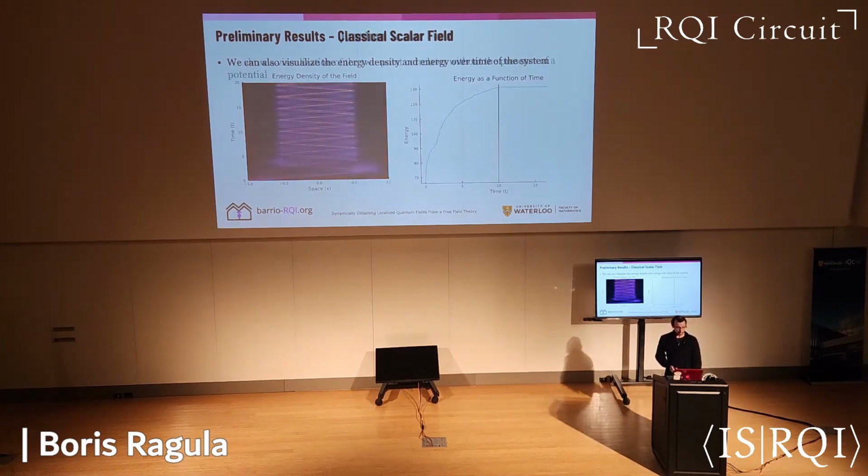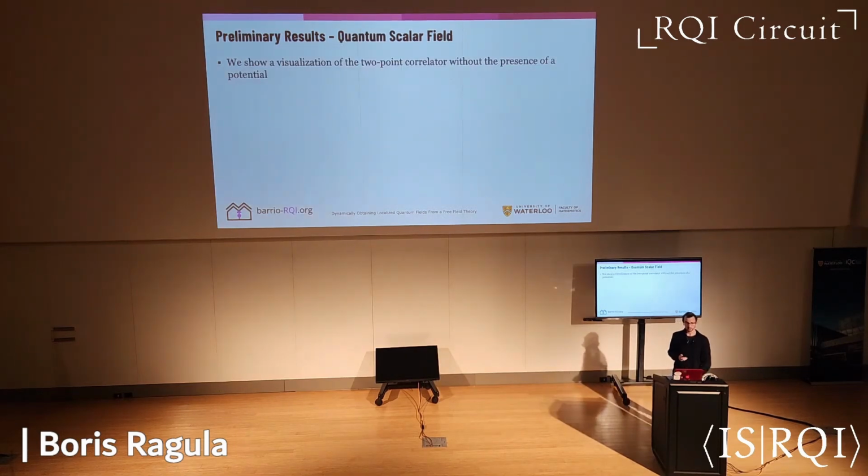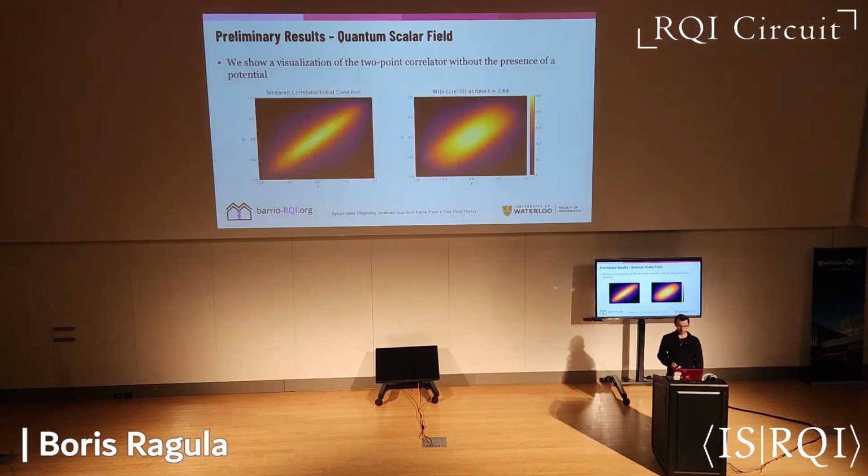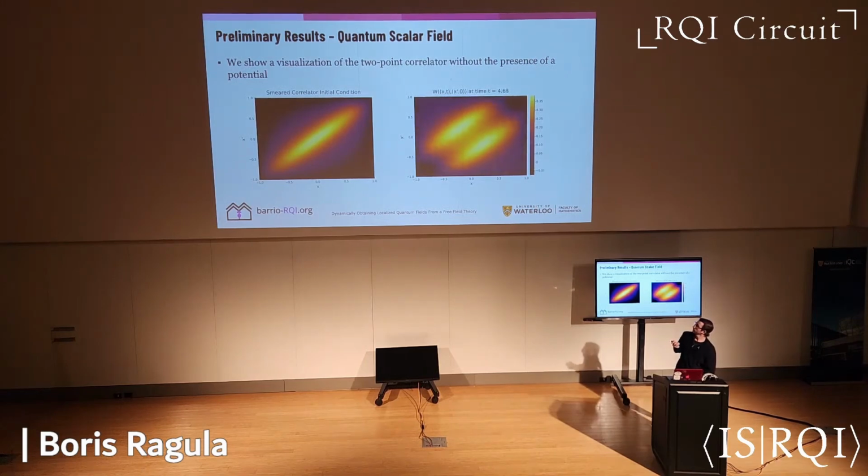We also have an initial test for the 2-point correlator, in this case without the presence of a potential, just to ensure that we're seeing expected results. On the left here is the initial condition where we've smeared the 2-point correlator for the large cavity. And we can see over time how this system evolves.